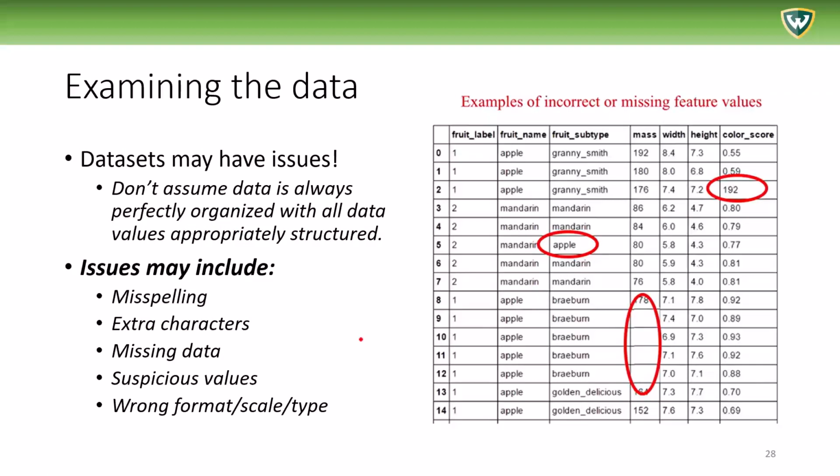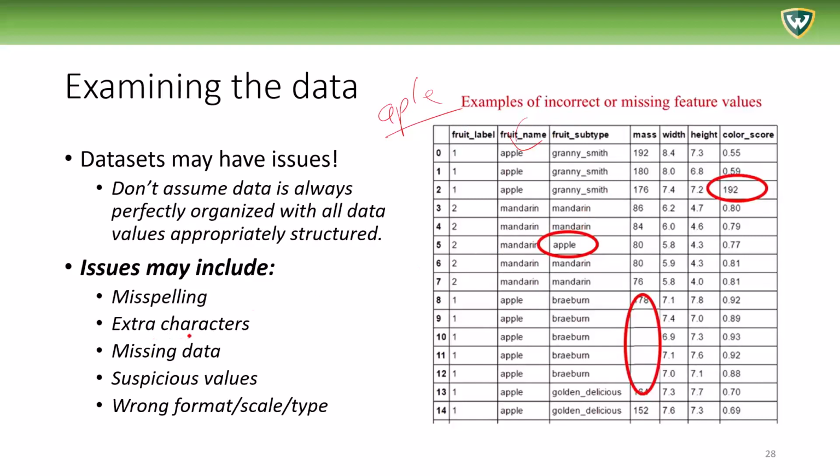So one thing that's important to mention here too is about examining the data. Data sets may have issues. Don't assume data is always perfectly organized with all data values appropriately structured. Issues may include, for example, misspelling. Maybe some of the fruit labels or the fruit names are misspelled, and that's going to create trouble for your algorithm because we want to make sure that we have as much data as possible and the most accurate data as possible. If some apples are spelled without a P, the algorithm may say, well, I don't know, is this an apple or not? It says a different letter.